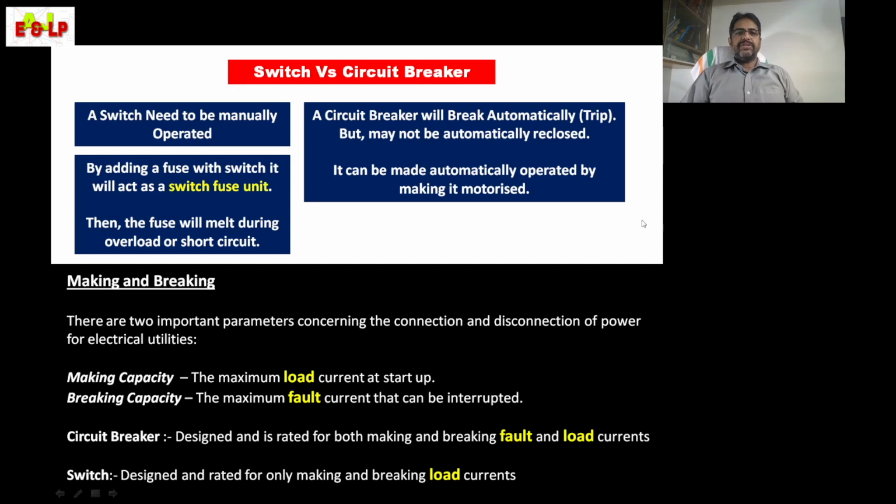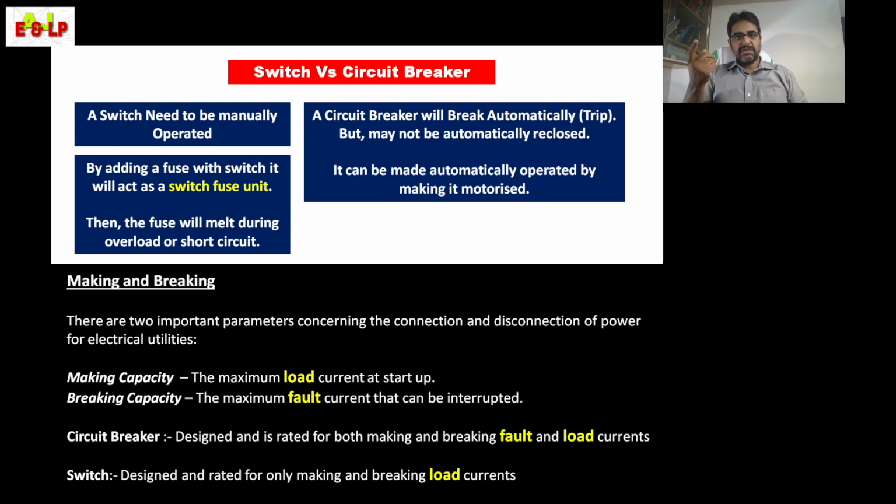Now, let us see the difference between switch and circuit breaker. A switch can be operated only manually, but a circuit breaker will break automatically, which is called tripping, but may not be automatically reclosed. It can be made automatically operated by making it motorized. By adding a fuse with a switch, it will act as a switch fuse unit. Then the fuse will melt during overload or short circuit. That's the basic difference.